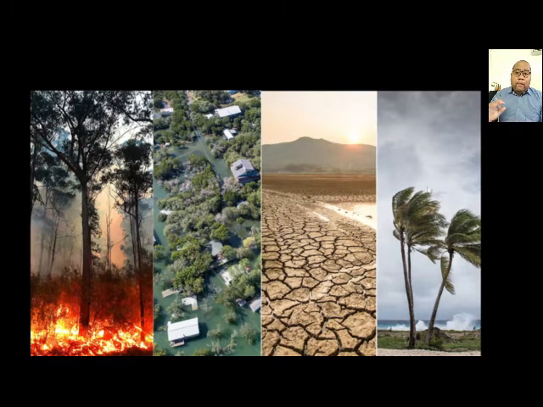So these are the four major hazards or major natural phenomena that occur. And most of the time, people relate all these events to climate change. If we are facing floods, people will say that floods occur due to climate change. So basically that's how it looks like.